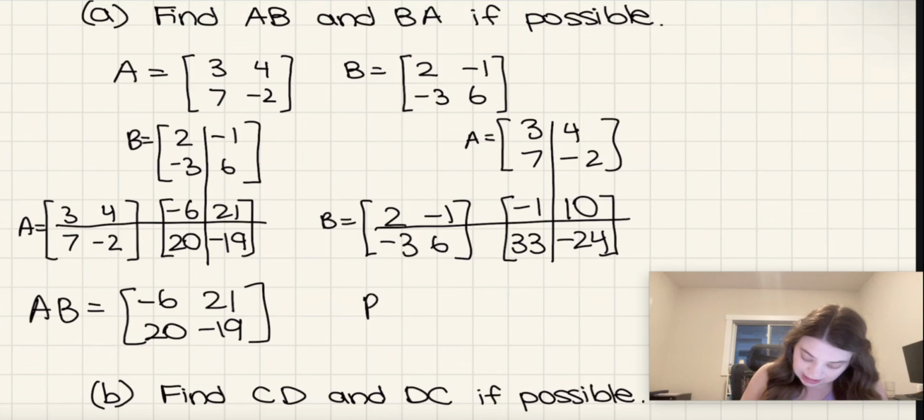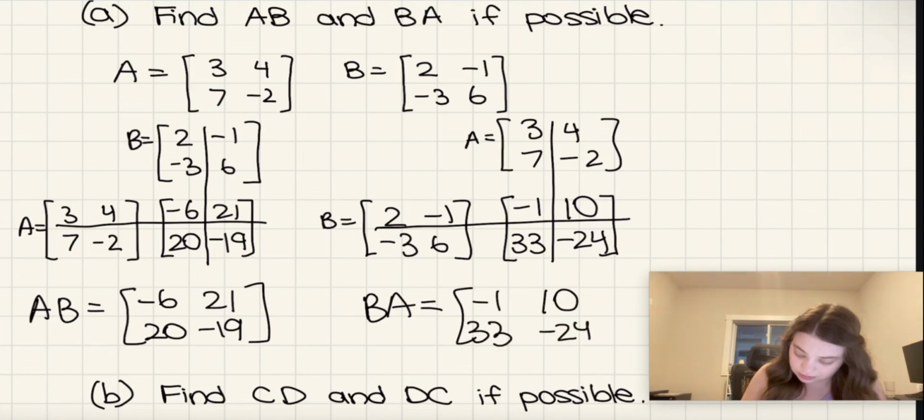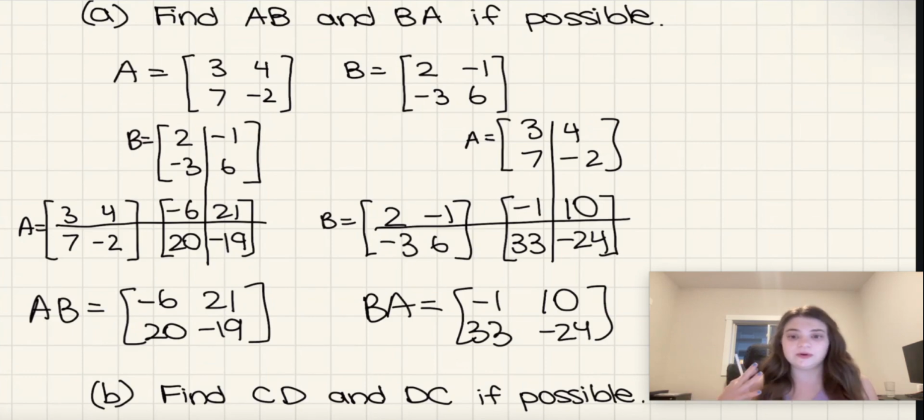So therefore, BA is equal to negative 1, 10, 33, negative 24. So not only did we not get the same answer for the second matrix, but actually none of the entries in either matrix were the same.